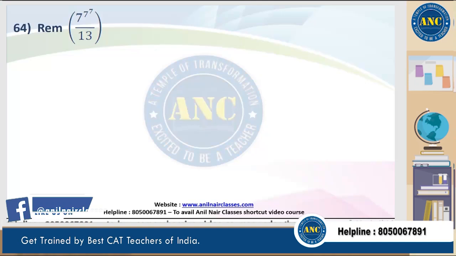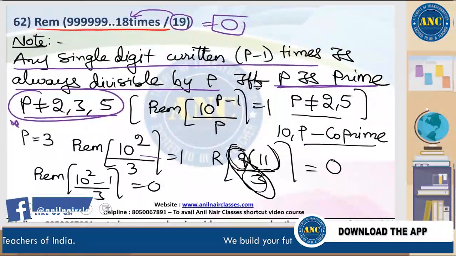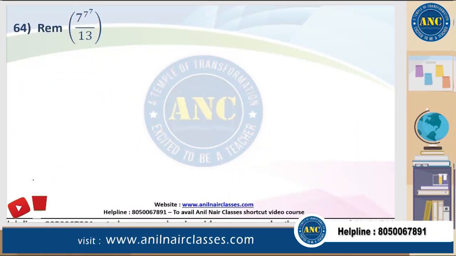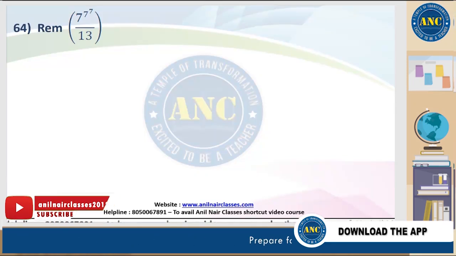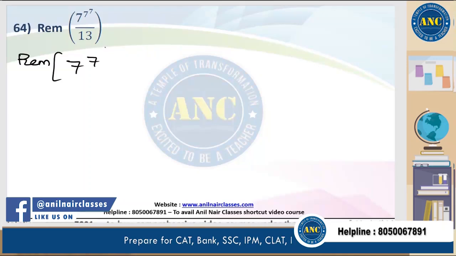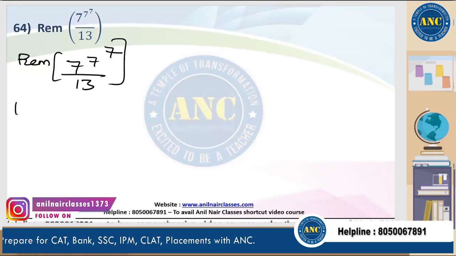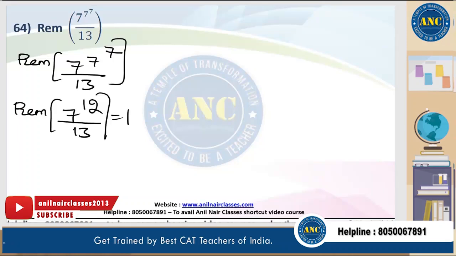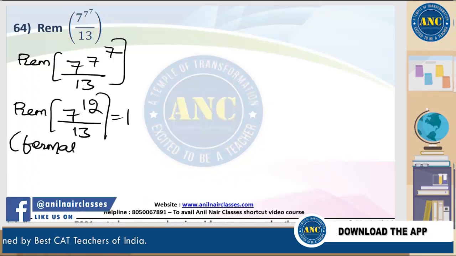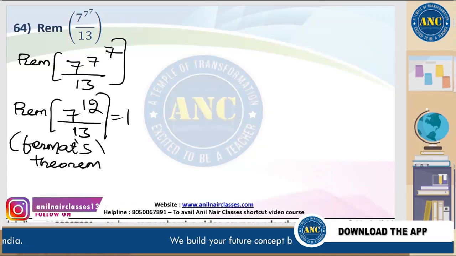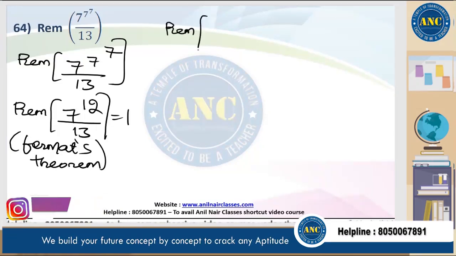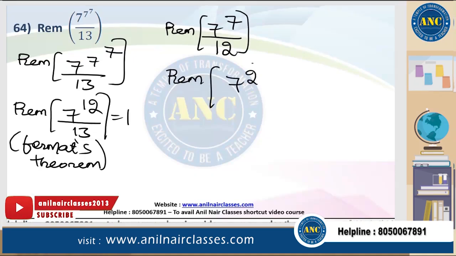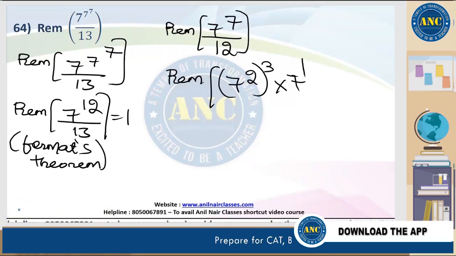Now another question. Another good question it is. You might have seen this question on many websites. Remainder of 7 power 7 divided by 13. So we will use Fermat's theorem because the denominator is a prime number. If it is 13, remainder of 7 power 12 divided by 13 is 1, according to Fermat's theorem. Now we will divide 7 power 7 by 12. This is nothing but remainder of 7 square power 3 into 7 power 1 divided by 12.